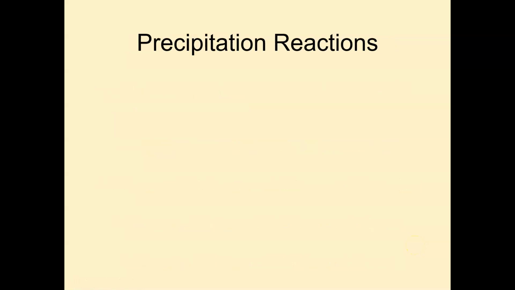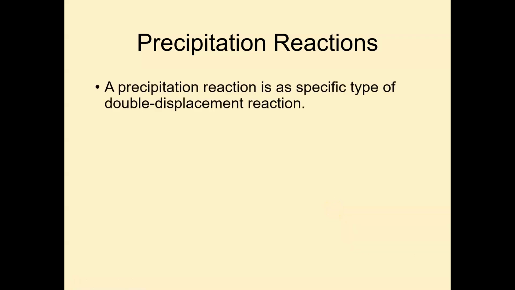Okay, let me just briefly talk about precipitation reactions, and then that will be the end of this specific video. A precipitation reaction is a specific type of double displacement reaction. And as you will recall, and we talked about this last week in class when we met physically in the same room, a double displacement is a partner swap reaction. AB plus CD gives me AD plus CB.